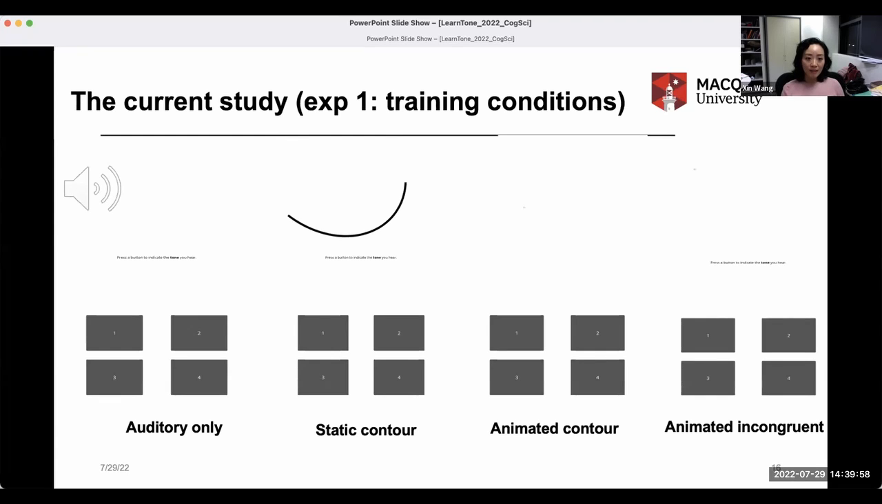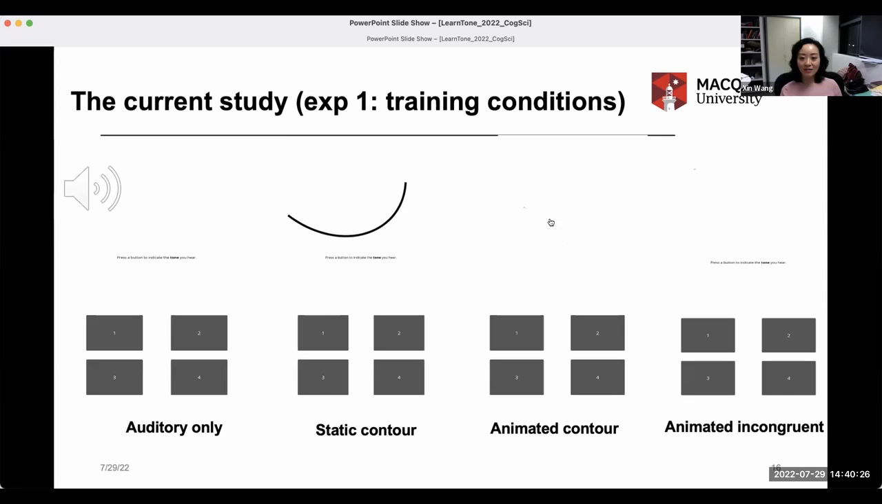This is the training conditions we designed in our study. So we had an auditory only condition where participants simply were exposed to the auditory tones. I'll give you an example here as a token. In the static contour condition, in addition to the auditory tokens, participants were also presented with a static contour, where they were given a line which indicates the pitch corresponding to the auditory tone.